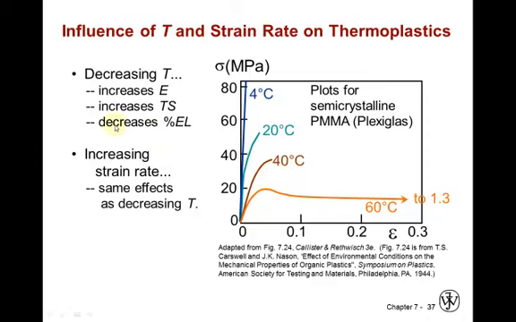If the strain rate is changed, that is, the machine that is doing the testing goes faster, then that has the same effect as decreasing the temperature. So it will cause a polymer to fracture faster and in a more brittle fashion if the strain rate is increased.